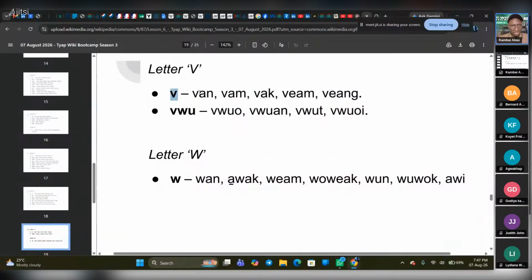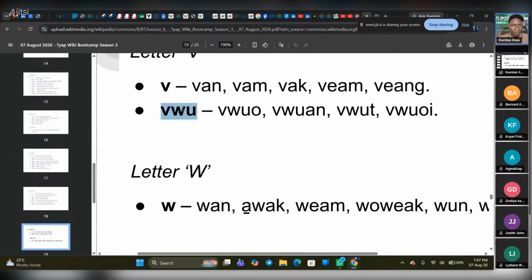And we have the pure V sound. Examples, we have van, we have vam, we have vac, and then we have vam, and then we have vang, and then we have the long version of the V sound. I don't know why we don't have the VW. It seems we have the VW, but well, the whole thing is just messy for now.